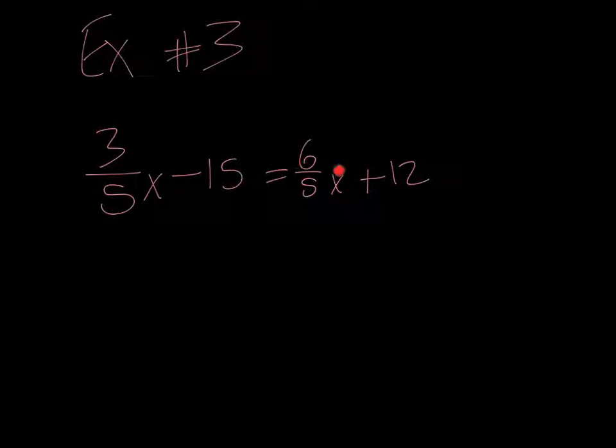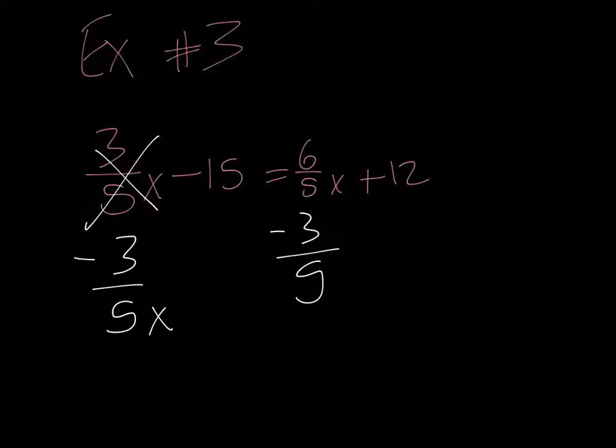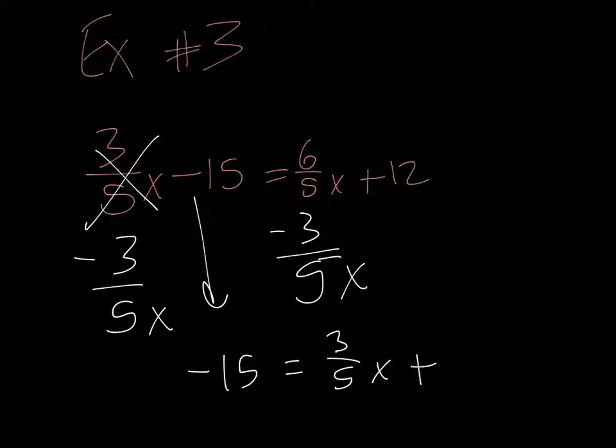Here I have 3/5 x and here I have 6/5 x. I'm going to make this x irrelevant because if I subtract that away from this side, it's leaving me with still positive x's over here. So now when I subtract that away, what I'm left with is negative 15, which is just dropped down from here, equals 3/5 x plus 12.